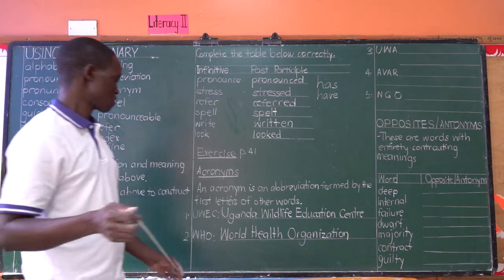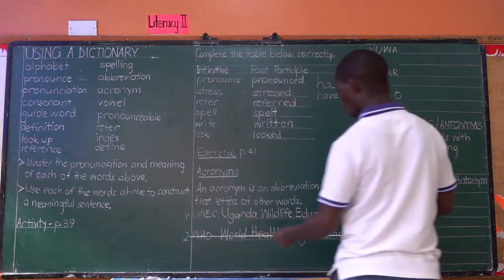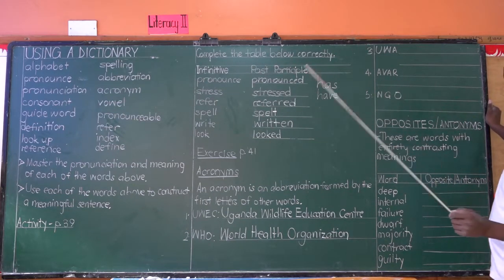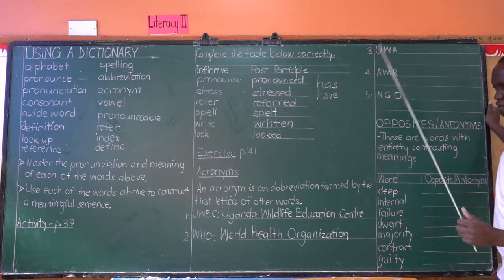Get back to the right ways. So WHO in full is World Health Organization. WHO is our acronym, and the full form is World Health Organization. Commonly used in NSST. Well, even UWEC, Uganda Wildlife Education Center, is commonly used in NSST. P6, maybe even P7, is English.